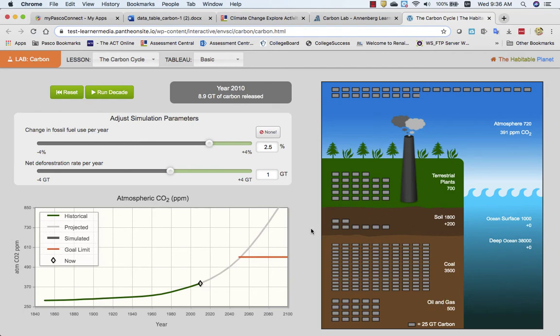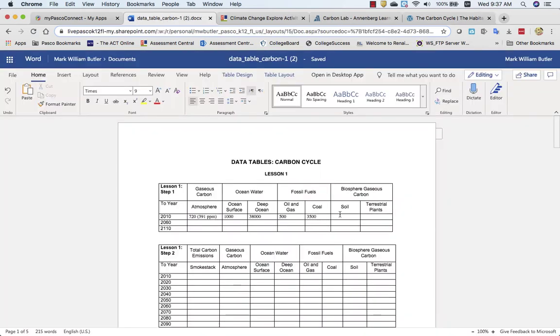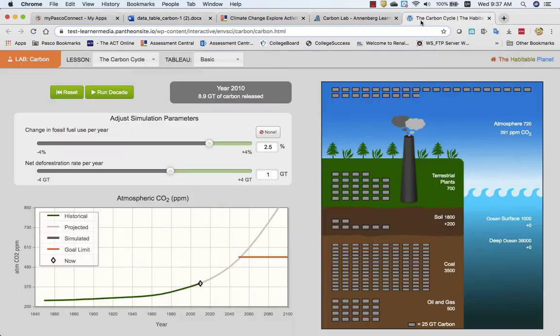All right, now check out soil for a second. It says 1,800 plus 200, and it's important that we look at both of these numbers. These numbers are dependent on things like deforestation, so we want to write down the sum of those two numbers. So soil is 1,800 gigatons plus 200, which gives us a grand total of 2,000 gigatons. So we're going to put 2,000 in our data table for soil. And then last but not least, terrestrial plants at 700.